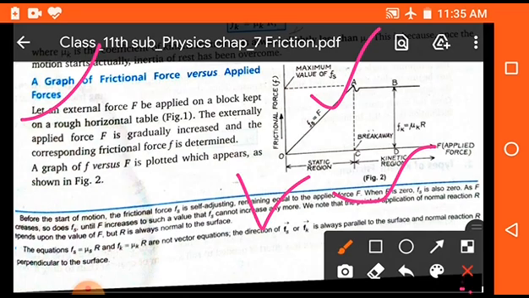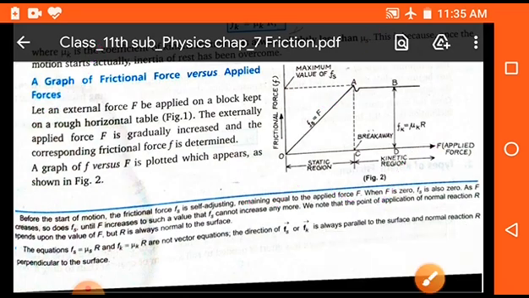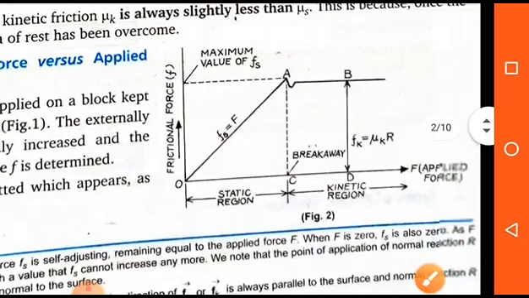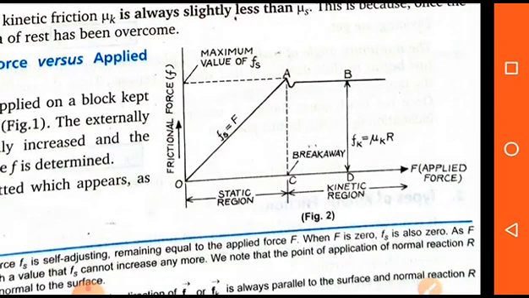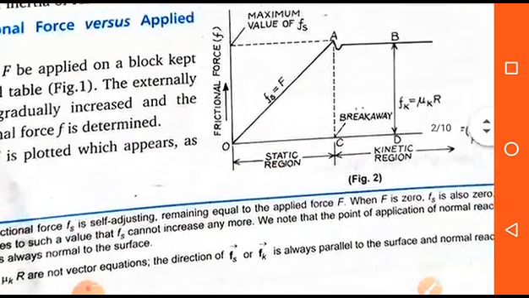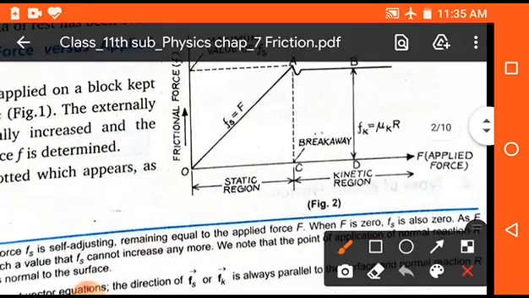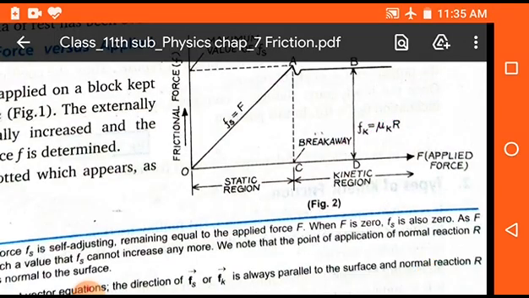In the second region, you can see that the breakaway point takes place. What is the breakaway point? It is the point at which the frictional force is losing, that means the capacity of the frictional force decreases continuously and the body starts to move. So in this region, the kinetic friction is working. Clear? And in the last part of the graph you can see that Fk will be equal to mu k into R. So there is a relation between kinetic frictional force and the normal reaction force.